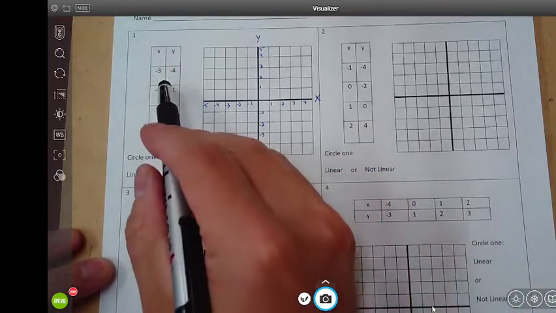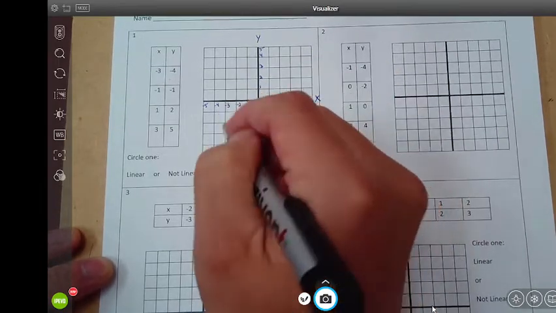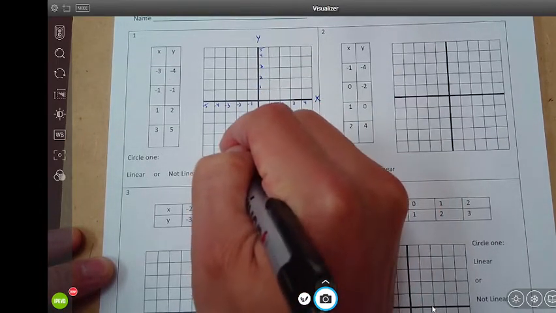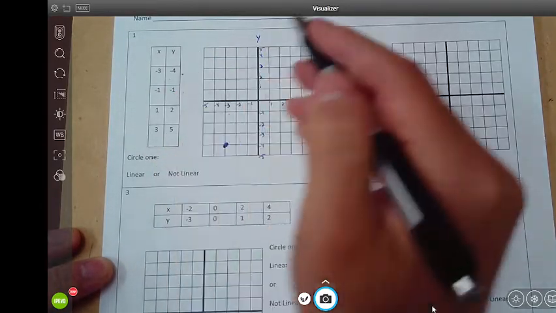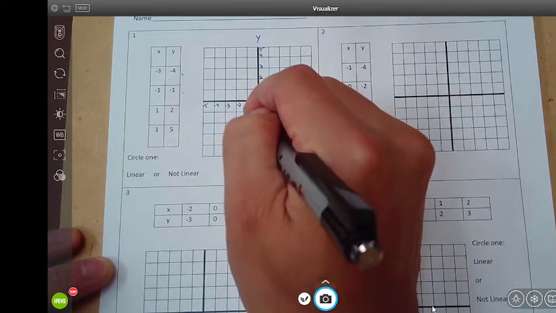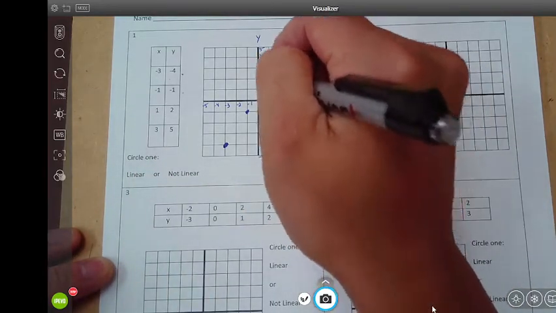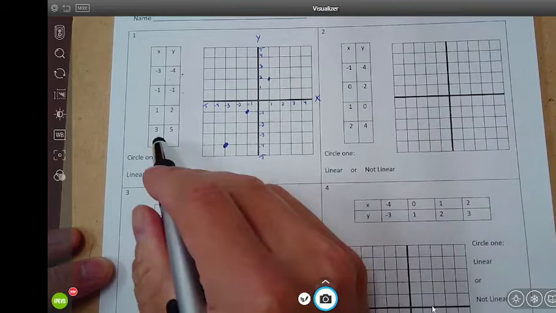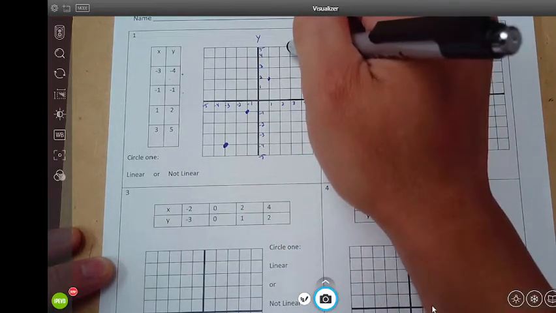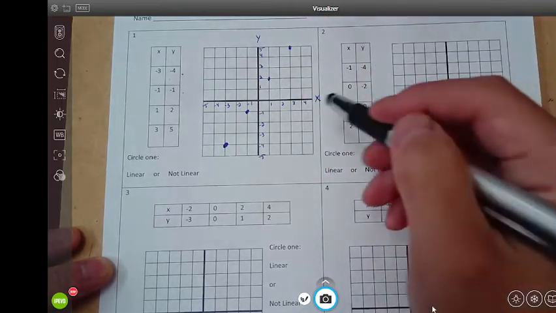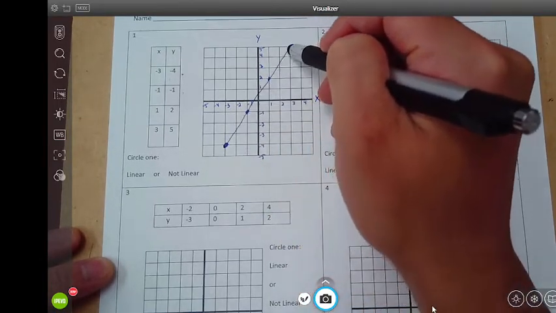All right, so x is -3, y is -4. That's down here. We're going to plot that point. Then the next one, x is -1, y is -1. So that's right there. Next one, x is 1, y is 2. Next one, x is 3 and y is 5 up there. And if you notice, if I connect these points, it makes a straight line.